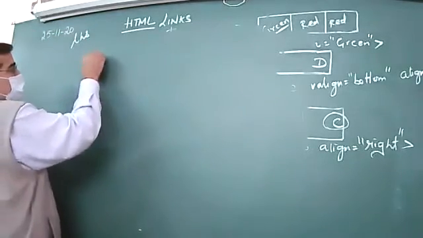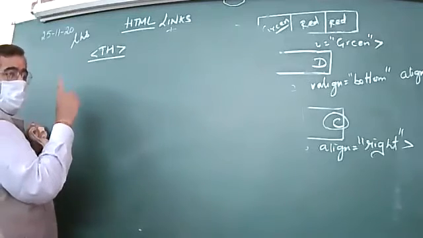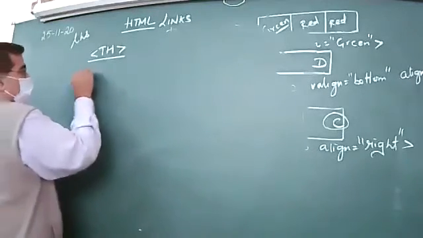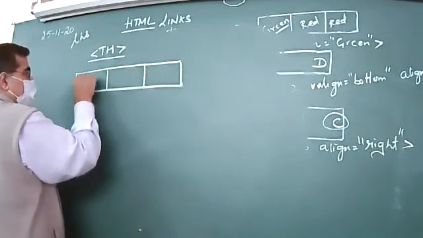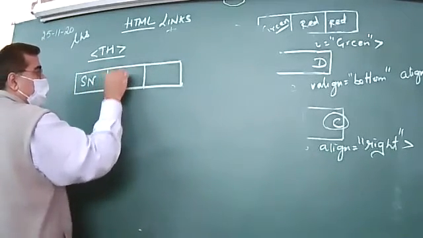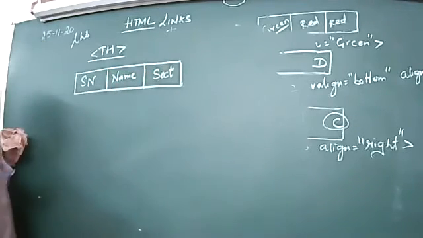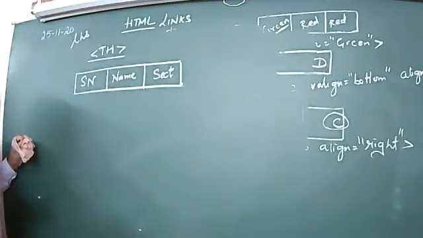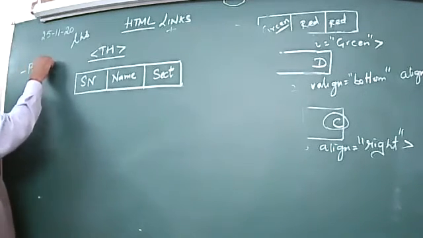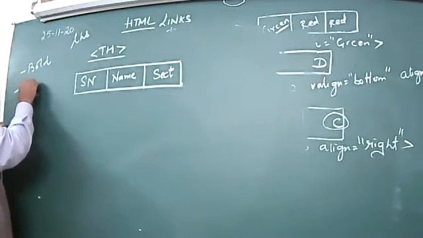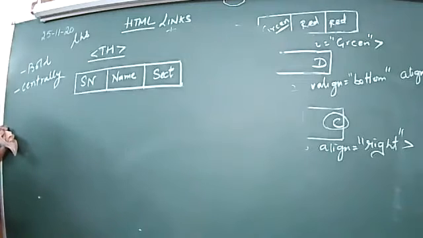Now comes the last topic of the table tag, that is your TH, table header. When you want to create the header row, I'm creating this header row: serial number, name, and section. Right? A header row has 2 main points. One, the data is bold. Second, the data is automatically centrally aligned. These are the 2 main features of a header row.